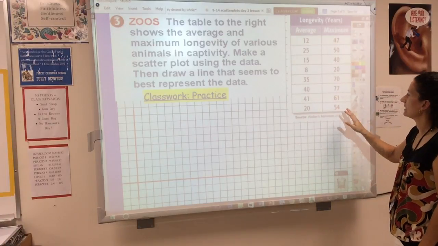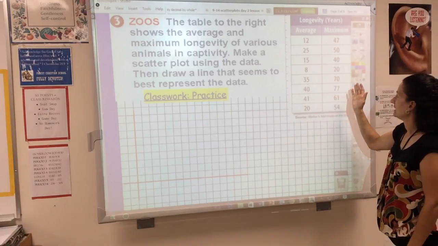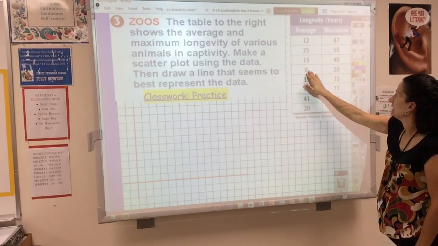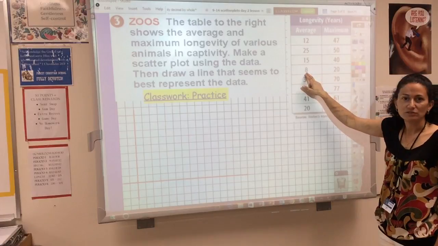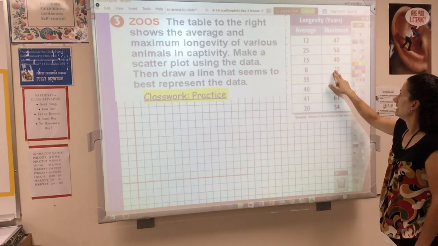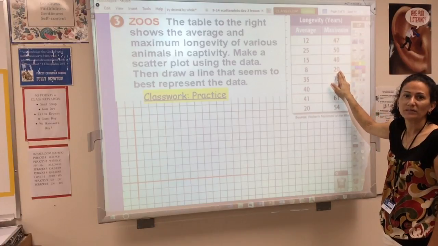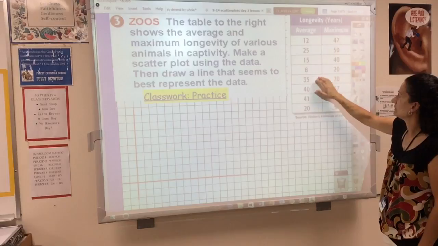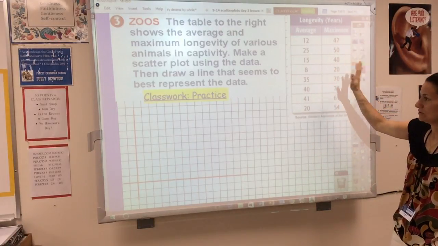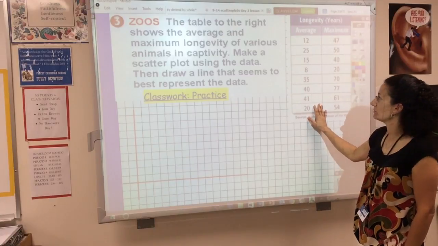Now, we don't know which animal is which. For example, this could be a dog I'm looking at. So the average age of a dog would be 8 years. Most dogs live a little bit more than that. And then the longest living dog might be 20 years in captivity, okay? So we're going to see if there's a relationship. Like I said, I don't know what these animals are. You can probably guess. Your guess is as good as mine.